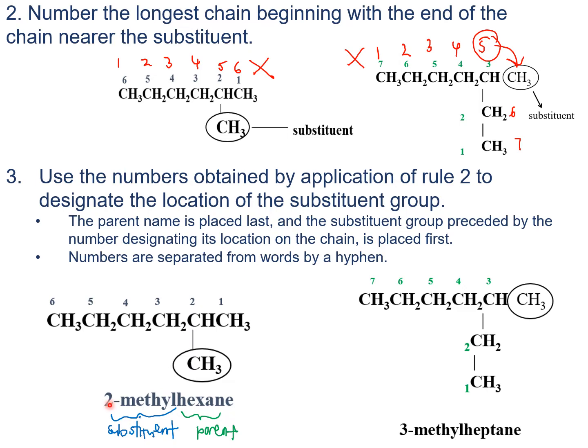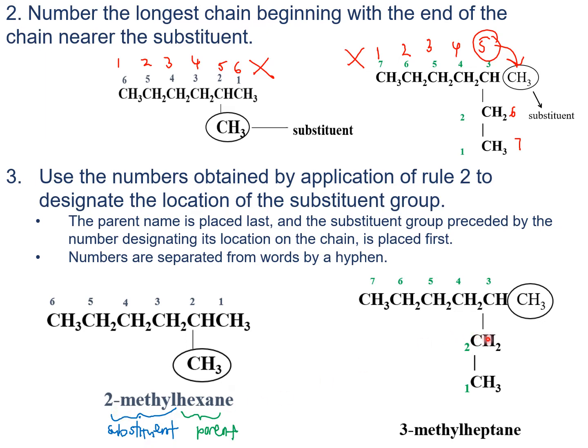So bila you nak namakan this whole organic compound is going to be 2, and then kena ada letak separatekan dia dengan hyphen ni, methyl hexane. Okay, tapi bila dah methyl hexane ni dapat lah. Okay, bila you nak letak number kat depan je, you kena ada hyphen kat sini.